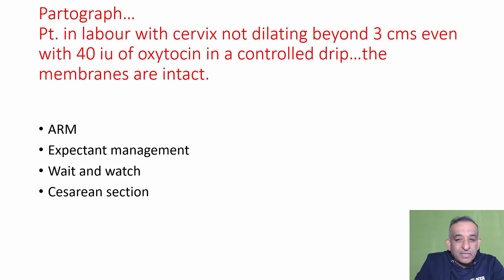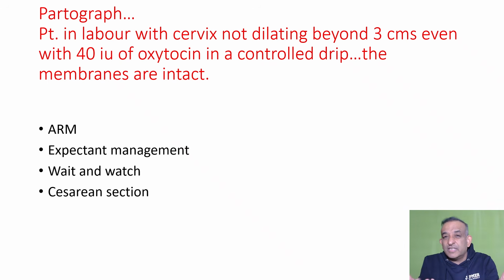Partogram, there was a question. A lot of you have not been able to give me the exact wordings. I hope they asked you about the WHO partogram, which we're using in the labor rooms. Whether the 2021 WHO Labour Care Guide came, please write to me in the comments below. But whatever partogram came, most of you said it's the one which I showed you in the classes. And a patient in labor with cervix not dilating beyond 3 centimeters, even with 40 international units of oxytocin, I think it must be the concentrated oxytocin drip, because we never give 40 units for labor.